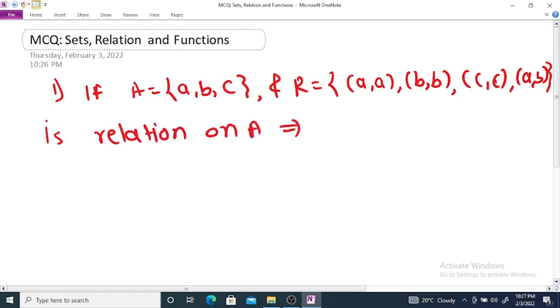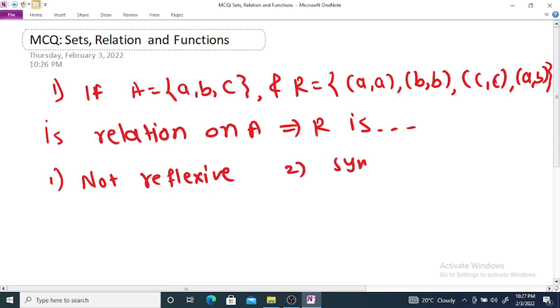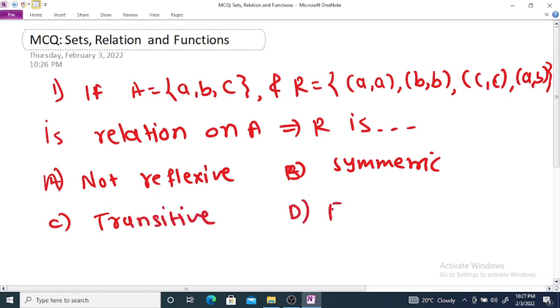A, then R is: option A, not reflexive; option B, symmetric; option C, transitive; and option D, equivalence relation.